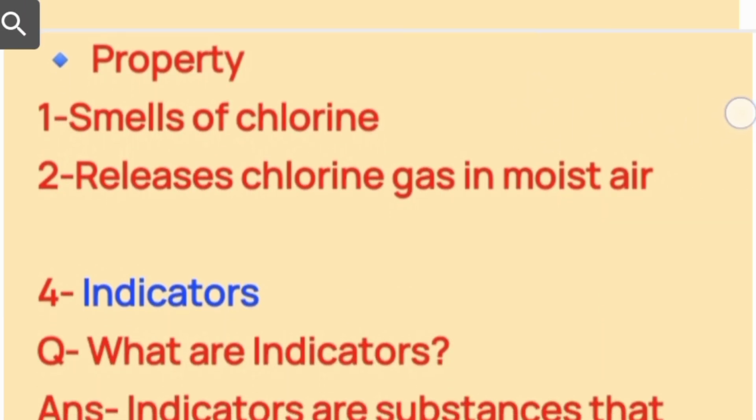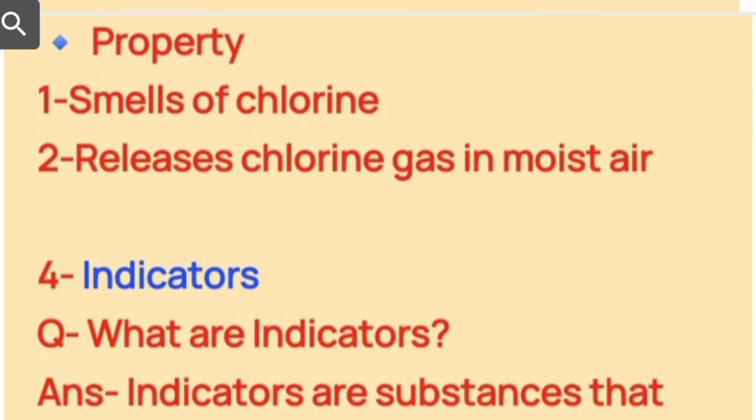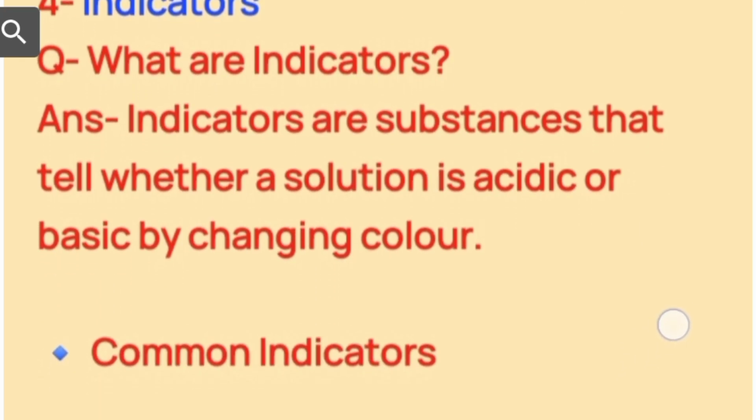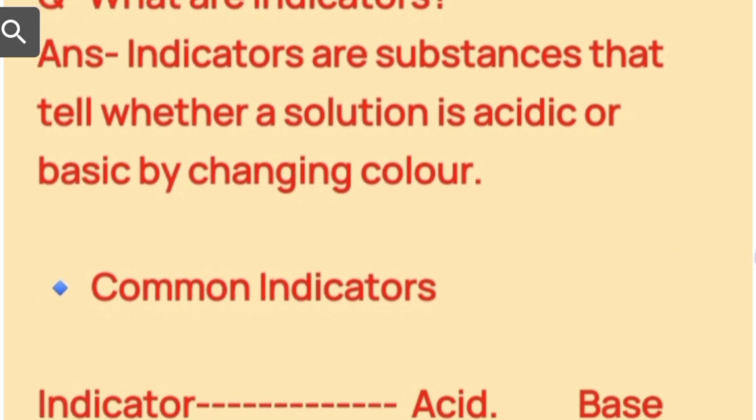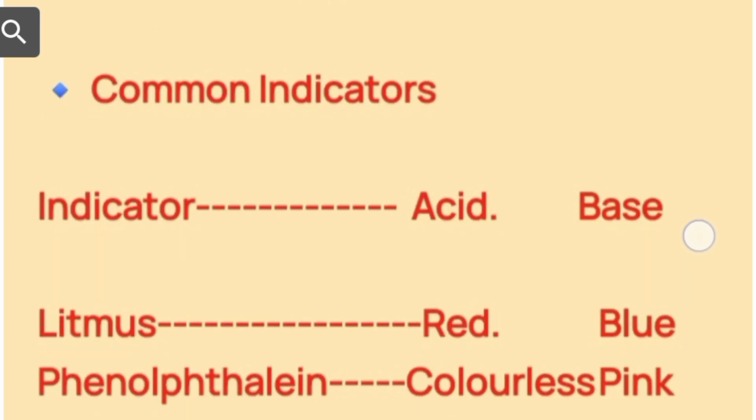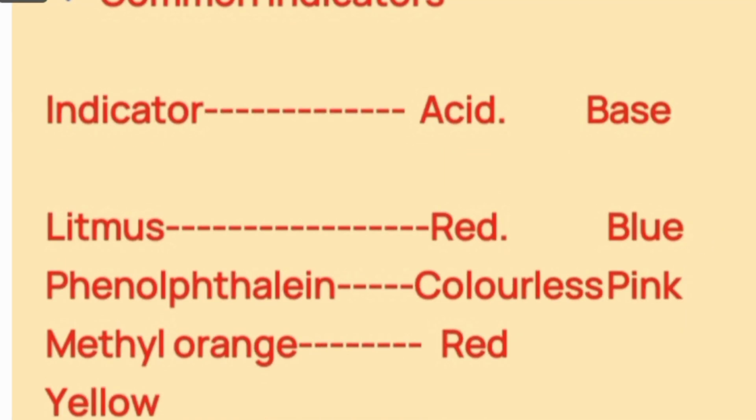It smells of chlorine and releases chlorine gas in moist air. Come to the next topic, that is indicators. What are indicators? Indicators are the substances that tell whether a solution is acidic or basic by changing color. Now see the common indicators.